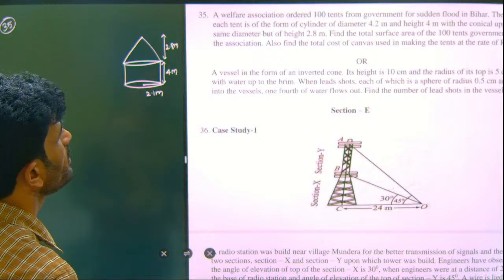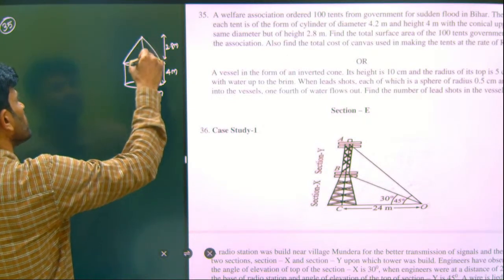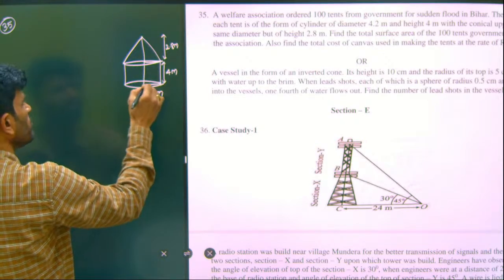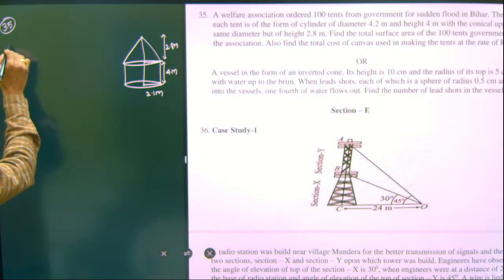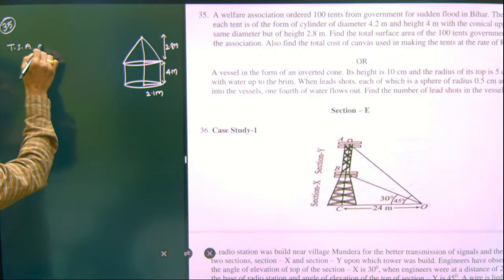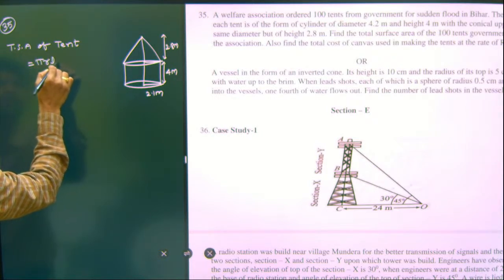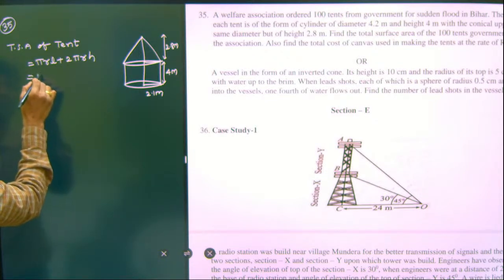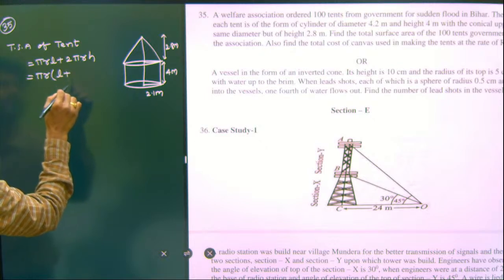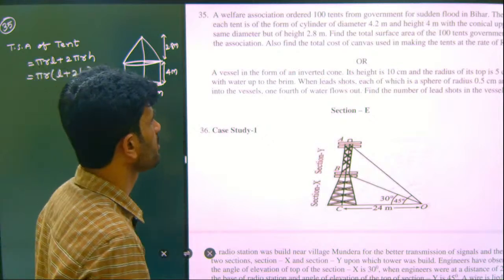They are asking to find the total surface area of the tent. What will be the total surface area of the tent now? Because we do not use the bottom base here, we take only the CSA of the cone and the CSA of the cylinder. So TSA of the tent is pi r L plus 2 pi r H. Because r is common, we can take pi r common, pi r into L plus 2H. But the problem is we do not know the slant height here. So what do we have to do?